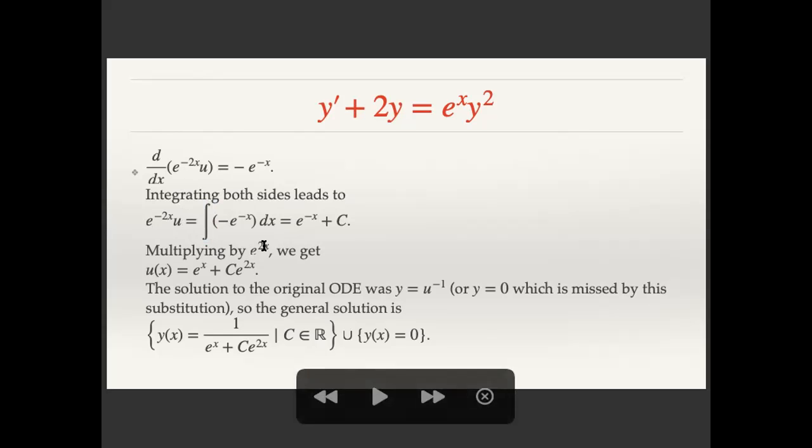Now we multiply both sides by e to the 2x in order to get rid of the factor of e to the minus 2x in front of u. And we get u of x is equal to e to the x plus a constant times e to the 2x. So e to the minus x here times e to the 2x turns out to be e to the x.